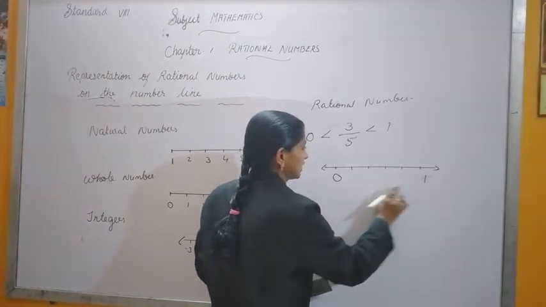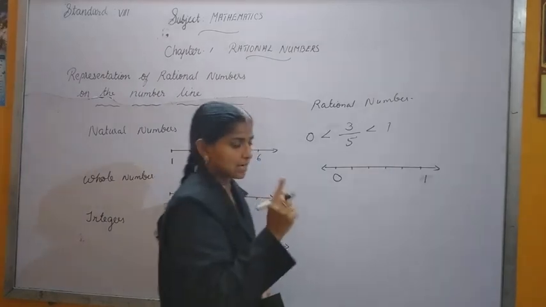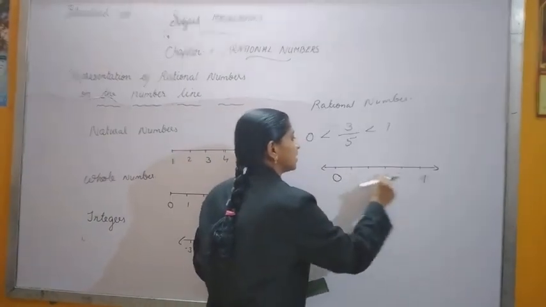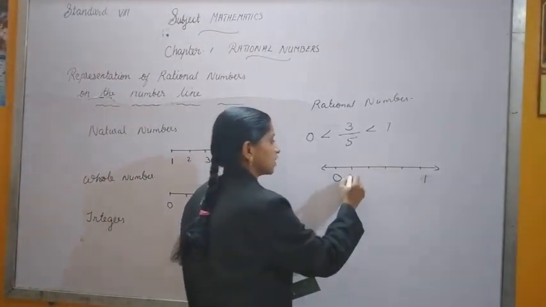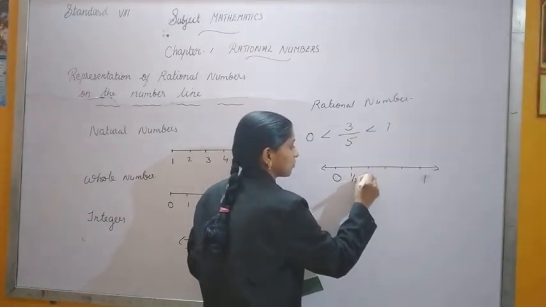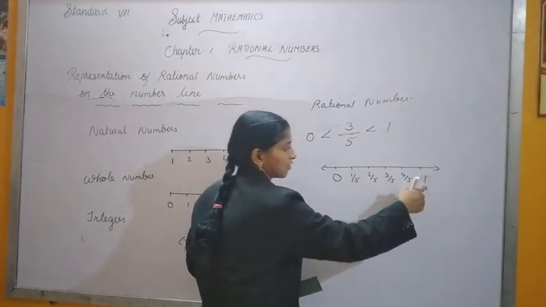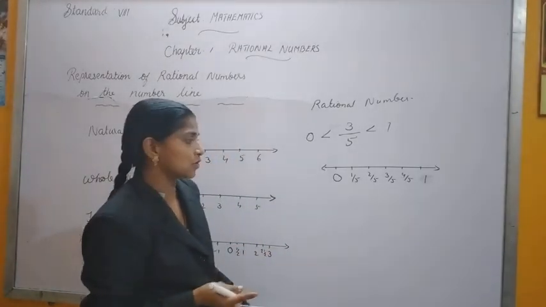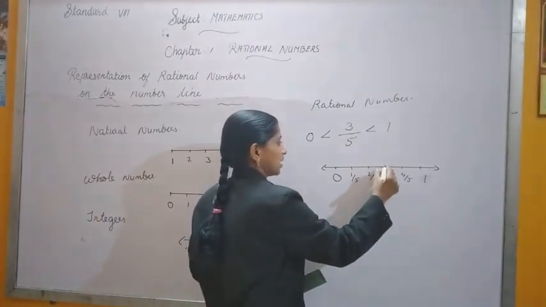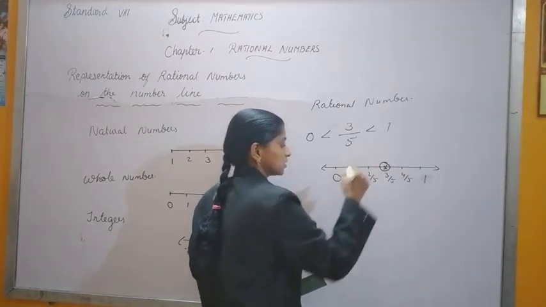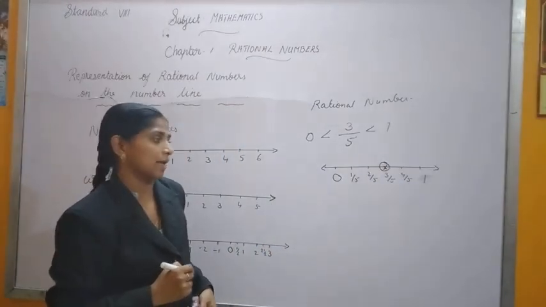So this is the unit length, 0 to 1. This unit length we divided into 5 parts. And from here we can mark 1 upon 5, 2 upon 5, 3 upon 5, 4 upon 5, and 5 upon 5 is equal to 1. And here we should mark 3 upon 5. So mark this 3 upon 5 on the number line.